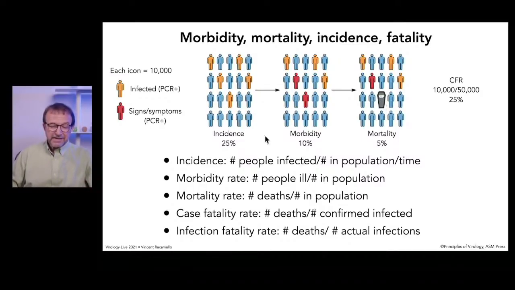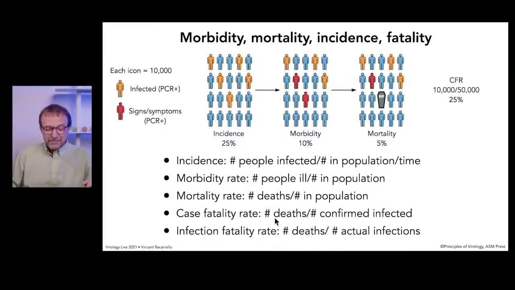And so incidence is shown in the first panel, morbidity in the second, mortality in the third. And I actually have some other definitions that are not illustrated here. Incidence, just the number of people infected over the number in the population with time. There's a time component to that. Morbidity is the number of people ill over the number in the population. So that you can see infected versus ill is different. The mortality rate is the number of deaths over the number in the population.